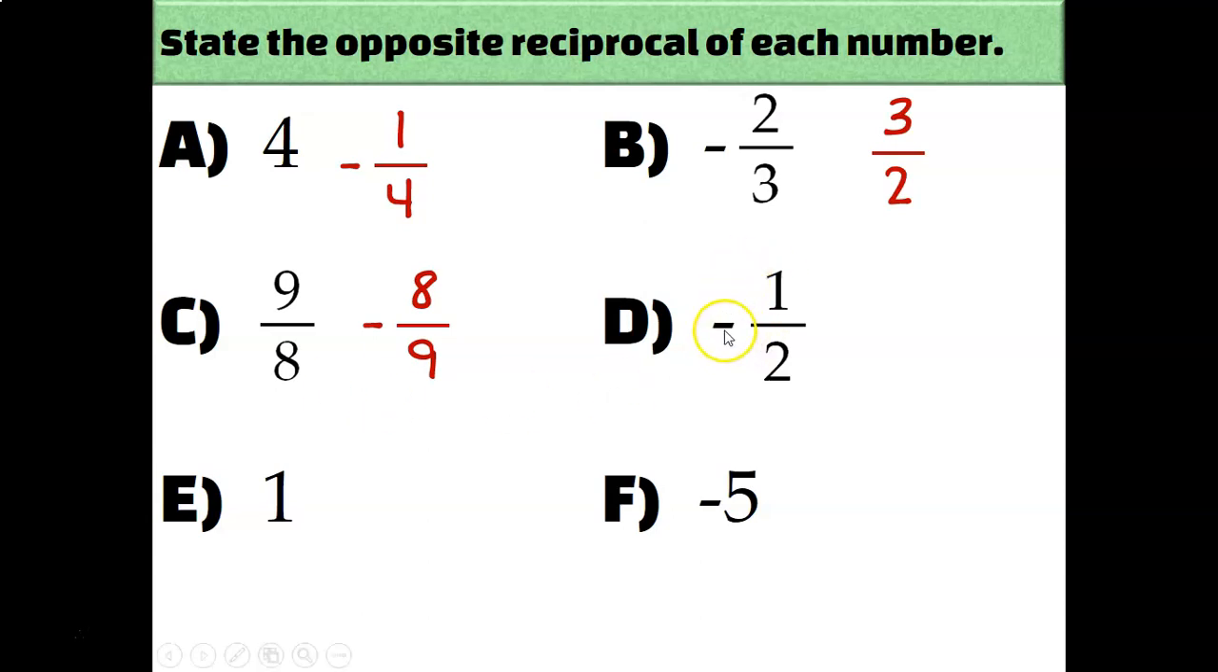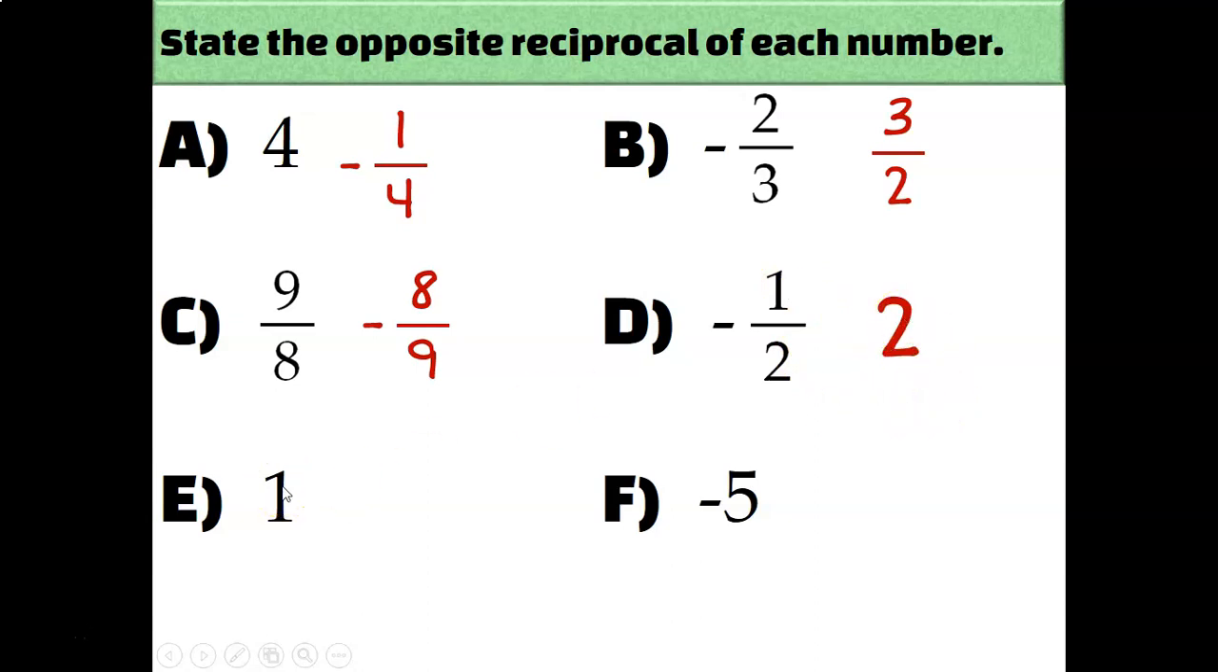The opposite reciprocal of negative 1 over 2 is just positive 2. If you want to write it as positive 2 over 1, so that it looks more like an opposite reciprocal, you're welcome to do so, but you really don't need to put something over 1. So they're opposites because one is negative, one is positive, and they're reciprocals because they're the upside down version of each other.